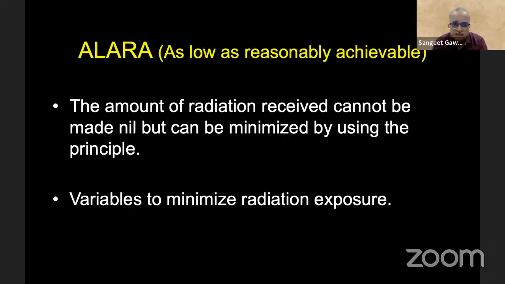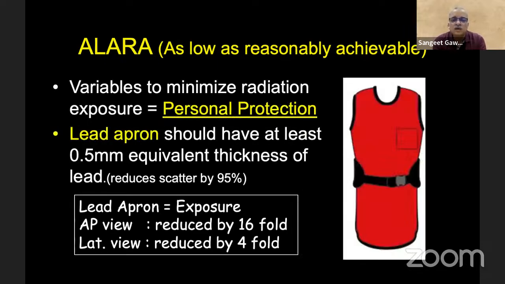The amount of radiation received cannot be made nil, but can be minimized by using the principles of ALARA. And the variables to minimize this radiation exposure are, one, the apron, what we are commonly using. The personal protection by a lead apron should have at least 0.5 millimeter equivalent thickness of lead. So that reduces the scatter by 95%. So if you're wearing a good quality apron, your exposure to the chest and gonads is less than 5%.